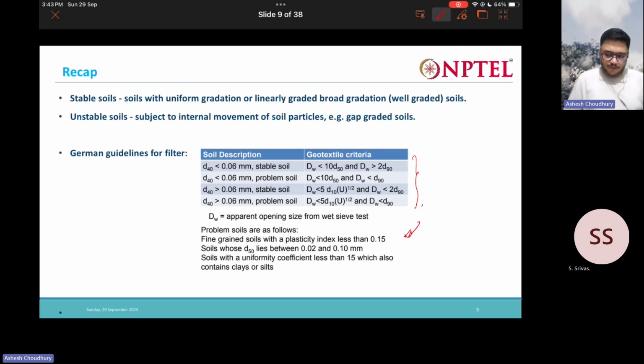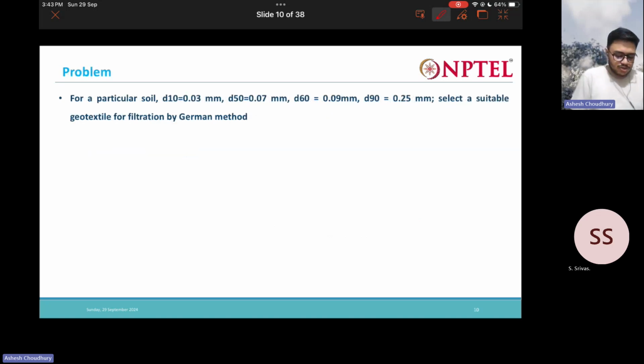For problem soils, these are the properties: a soil whose D50 lies between 0.02 and 0.10 is a problem soil. Now for our case, what is the D50? It's 0.07. That means our soil is a problem soil.